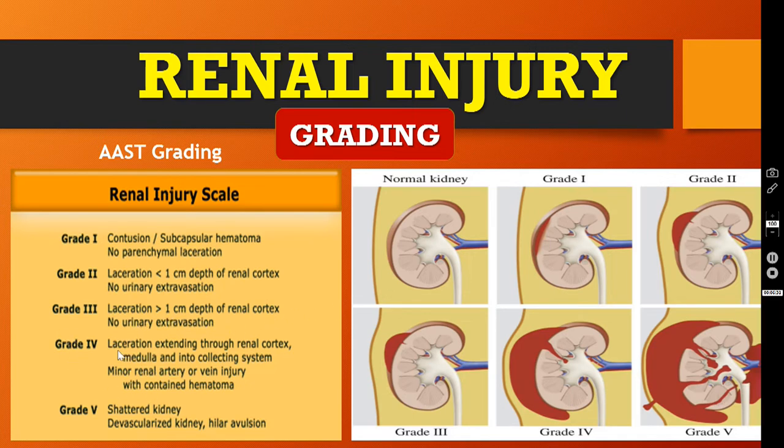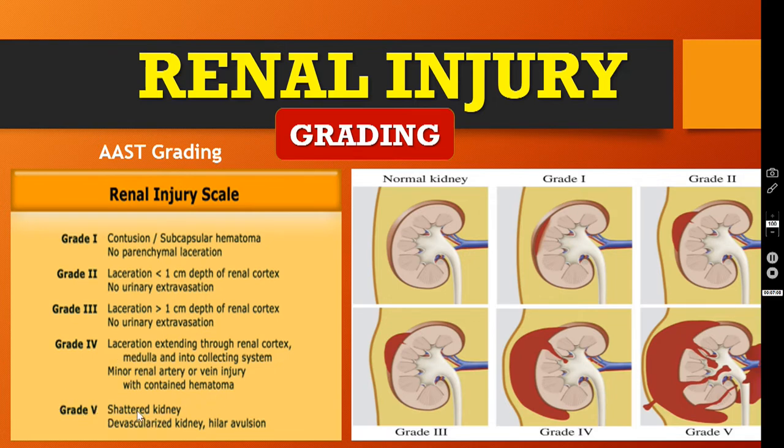Grade 4 is laceration extending through the renal cortex, medulla, and into the collecting system. You can see it extending into the calyces here, the collecting system, and you are seeing the perirenal hematoma here. Minor renal artery or vein injury with contained hematoma is also grade 4.